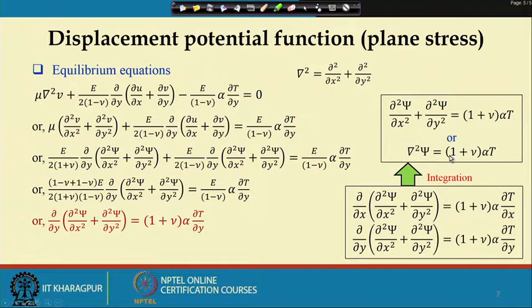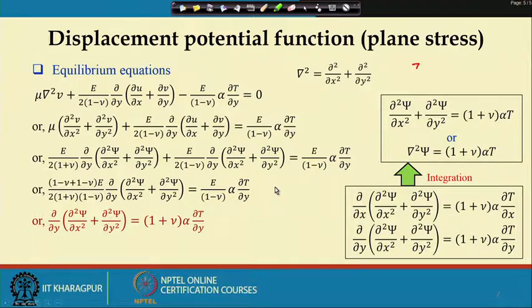So, del square psi equals (1 plus nu) into alpha T. Now, if you remember, for the plane strain case there was a difference here. For the plane strain case, what we have observed is that due to the difference in the constitutive matrix, we had del square psi.